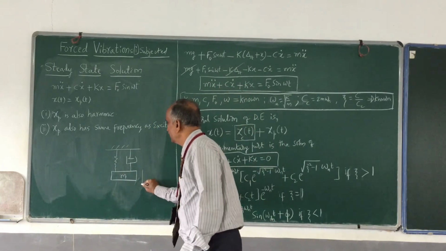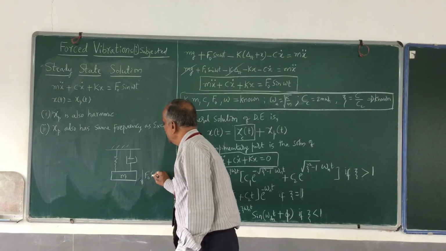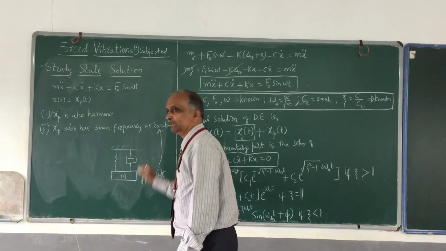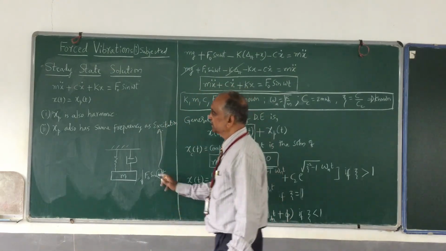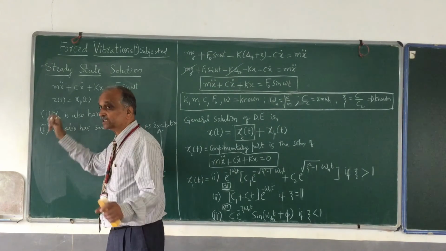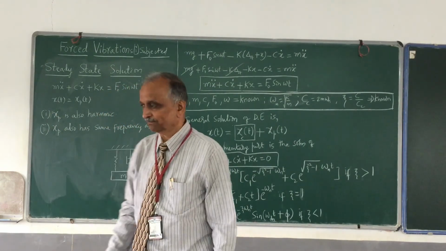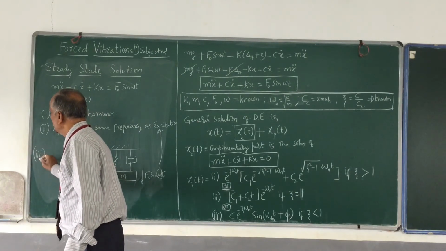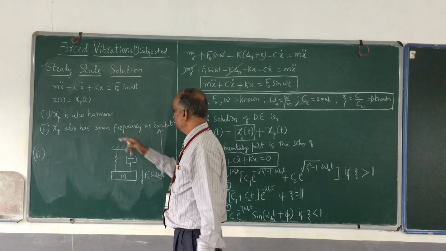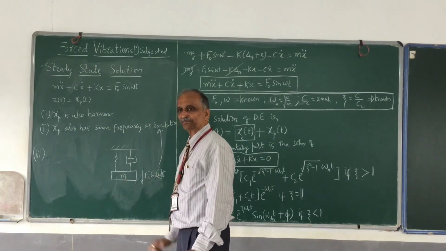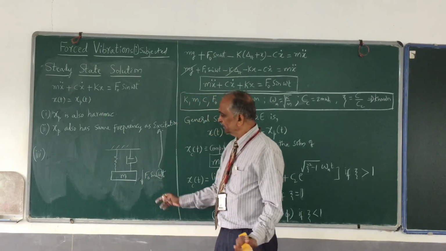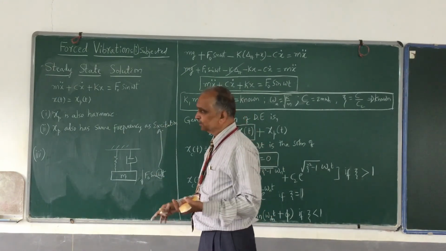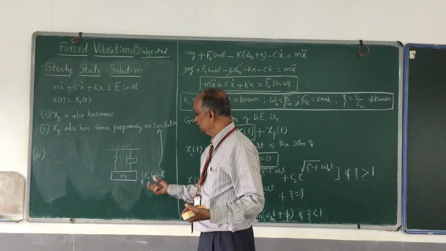So I have applied a force, called f naught sine of omega t. This is what I mean by the frequency of the external excitation. The external excitation frequency and the xp frequency, both of them are one and the same. Now the third possibility is, what may be the phase difference between xp and this force? Do you think they are in the same phase? Maybe possible. Do you think xp is ahead of this force?